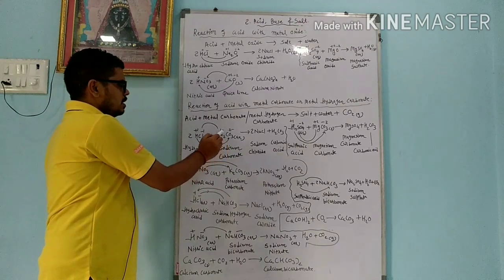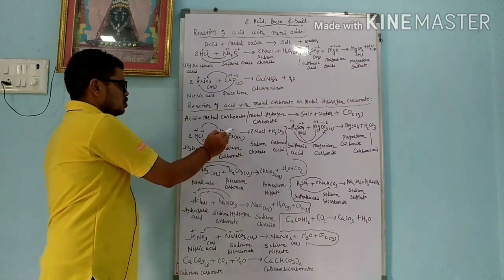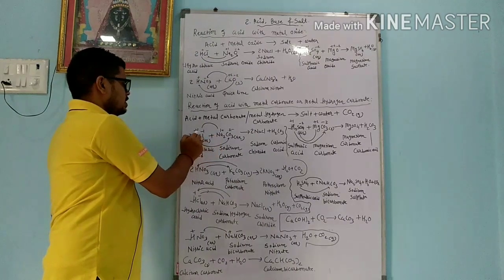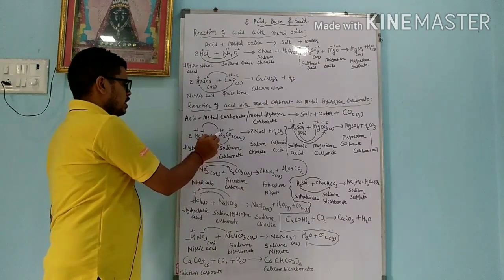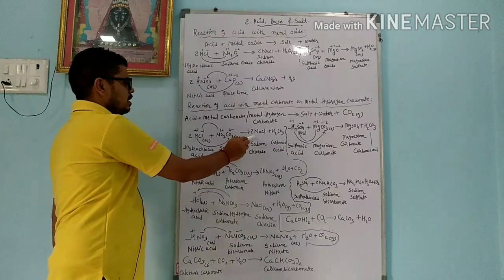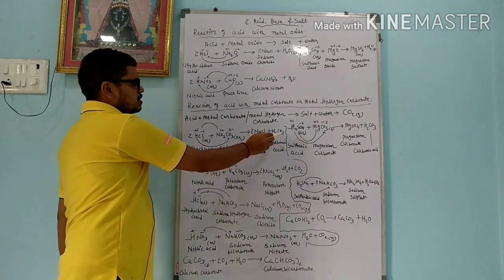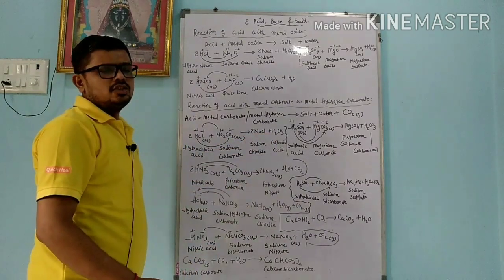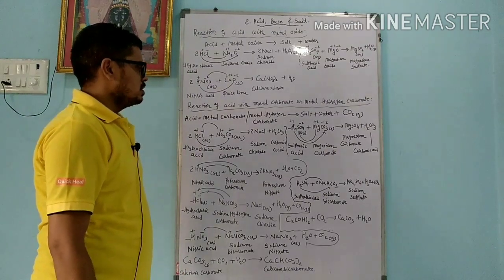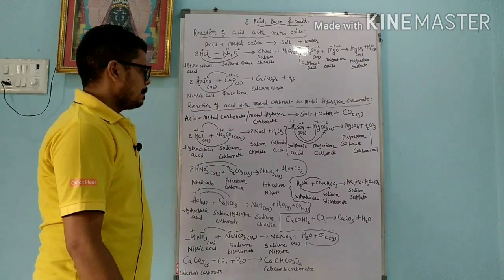We should know the valency. Na is +1, carbonate is -2. So H is +1 and Cl is -1. Here Na combined with Cl, so we get NaCl plus we get H2CO3. Instead of H2CO3, we can also write H2O plus CO2. H2CO3 is known as carbonic acid.